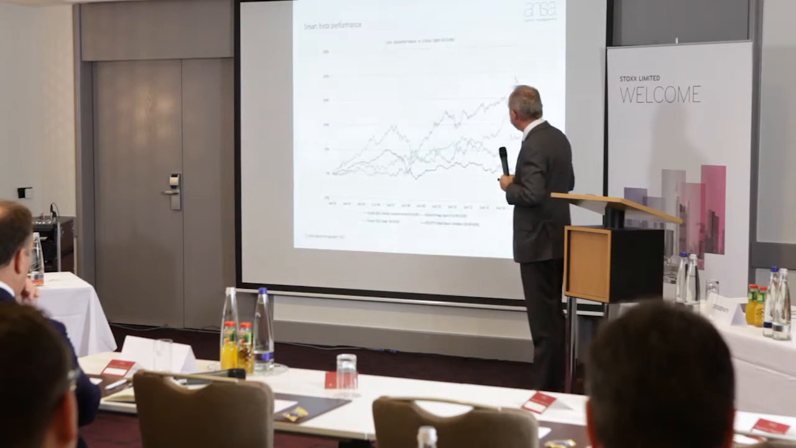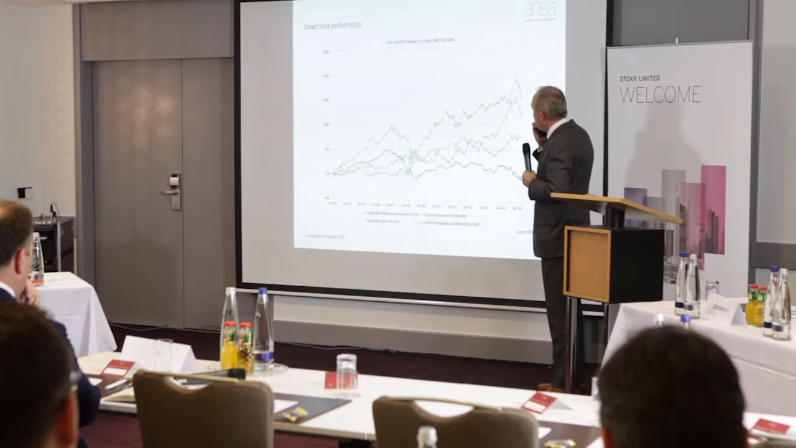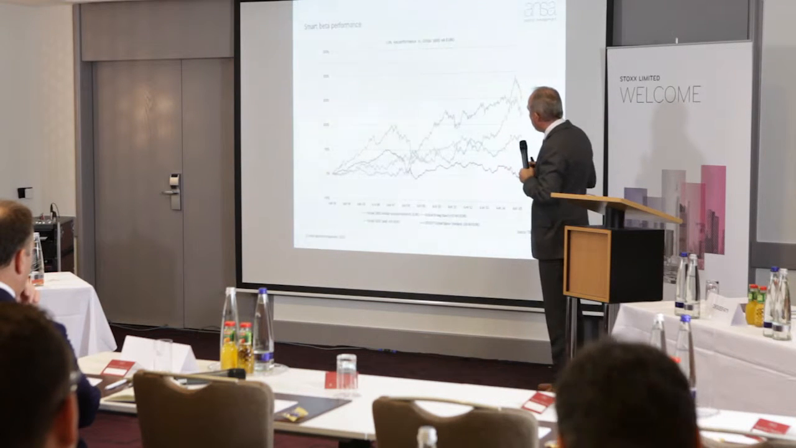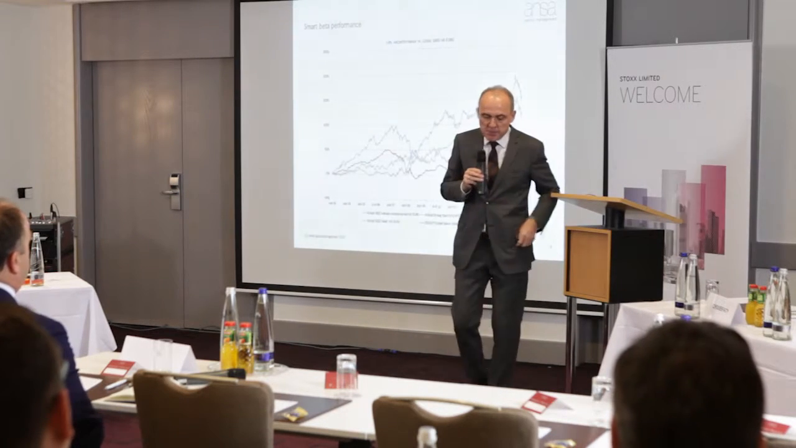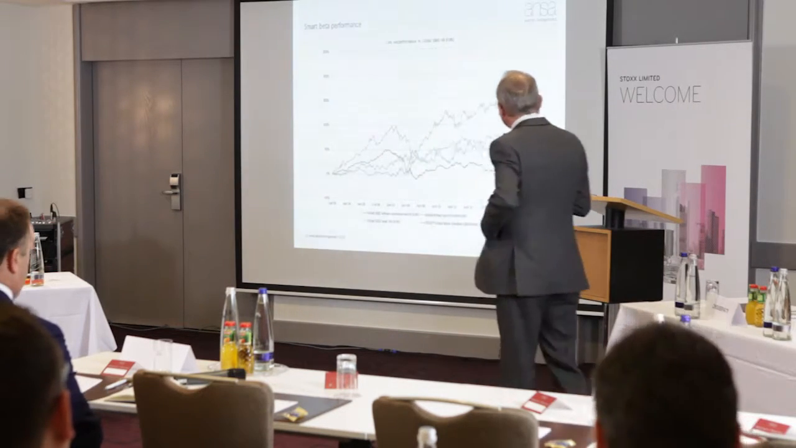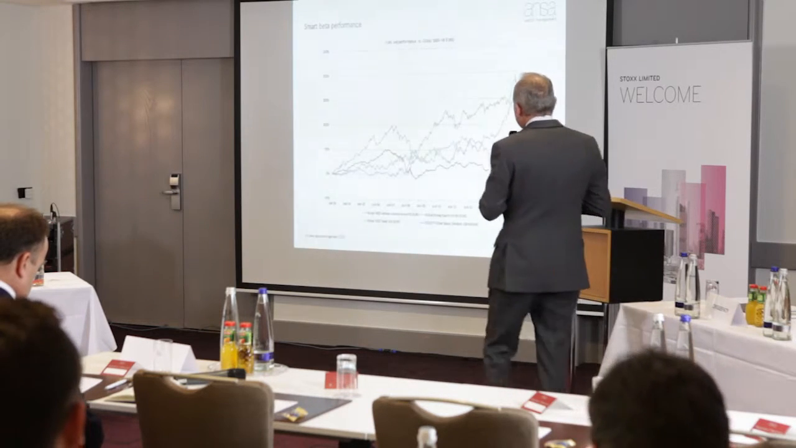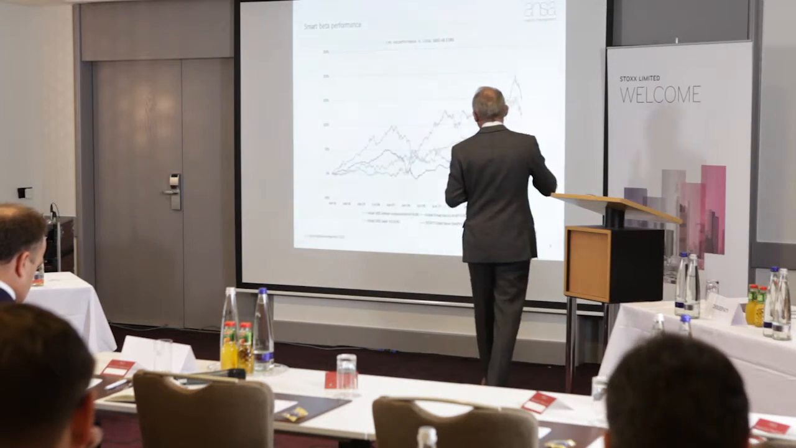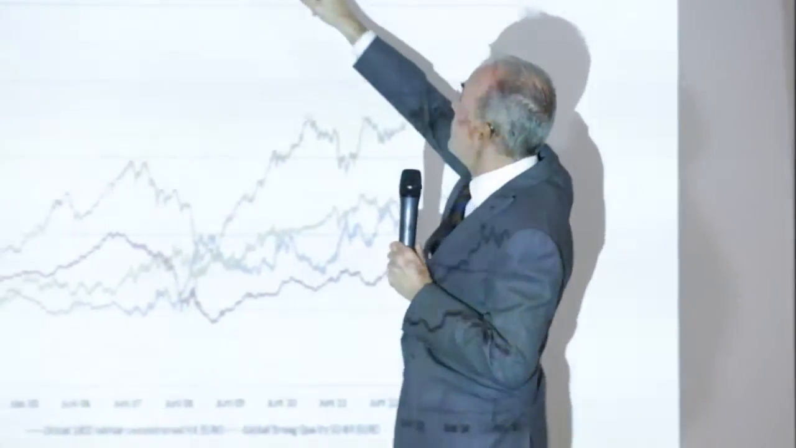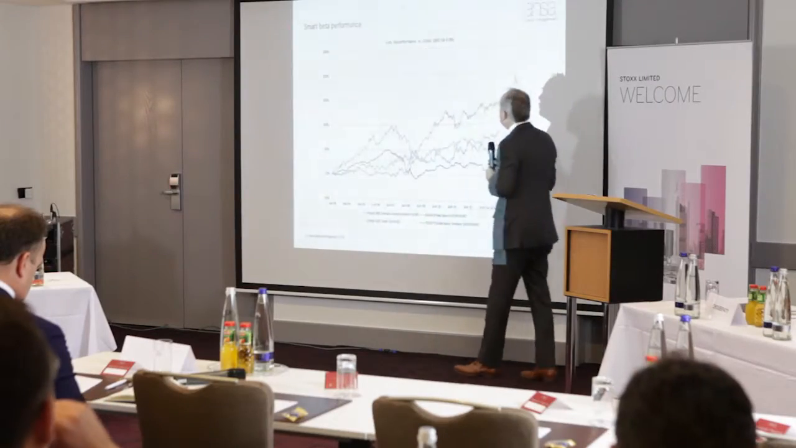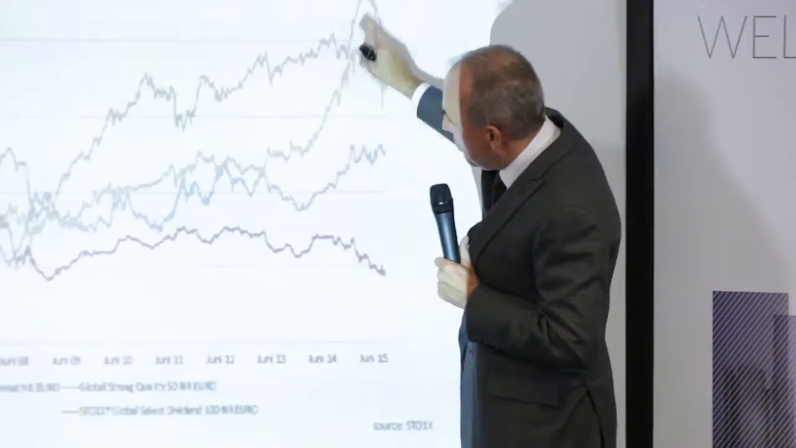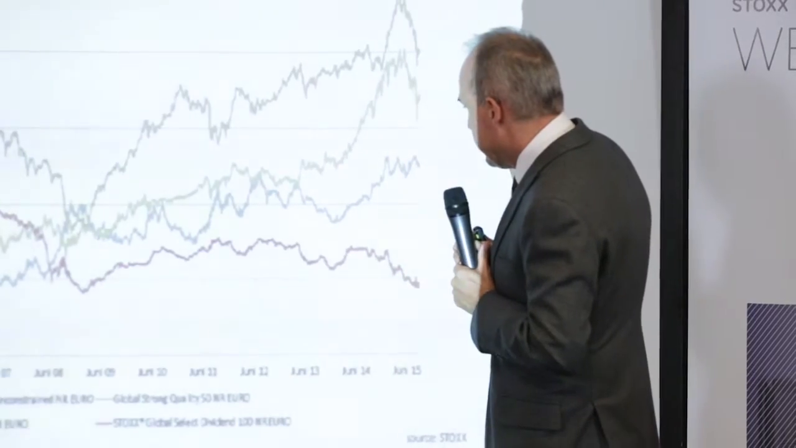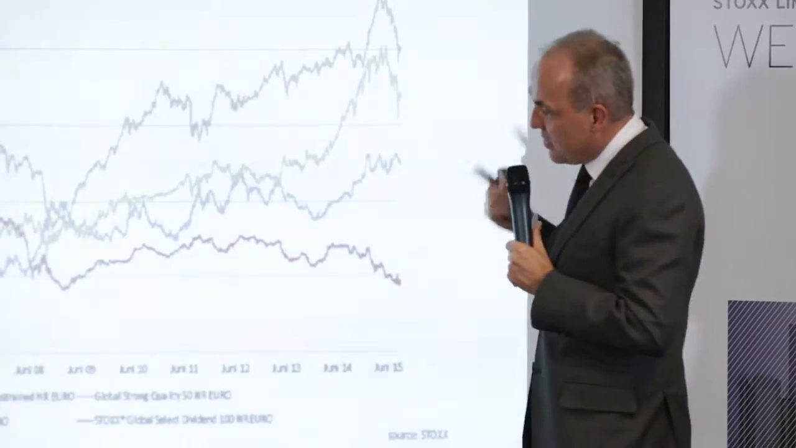And if you look at the performance of four major smart beta strategies over the past years, this is the cumulated outperformance versus a standard global index. This is the Stoxx Global 1800 index, and we have four smart beta strategies. So this is the select dividend, the dividend strategy, and this is very interesting.